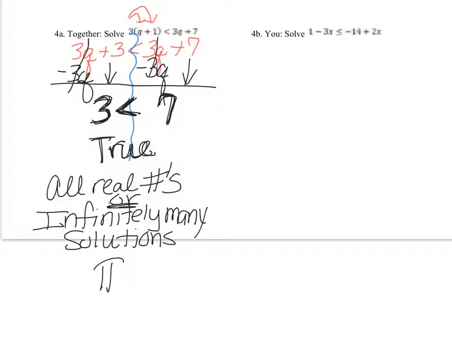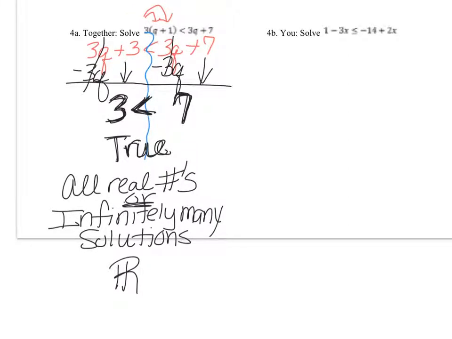You could also write this symbol. Okay, that means all real numbers. If this came out to a false statement, then your answer would be no solution. Okay, so if the variables cancel out and you get a false statement, then your answer is no solution. Okay, so this one you are going to do on your own. You could either pause the video or go back and do it later.